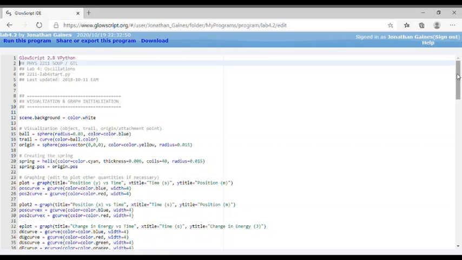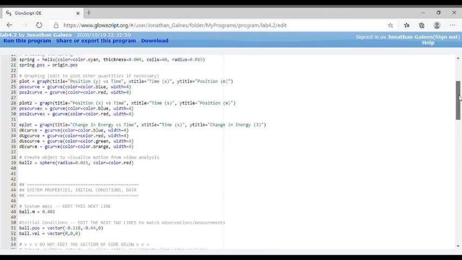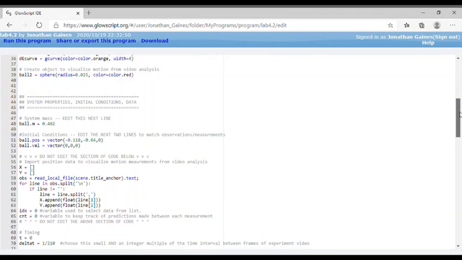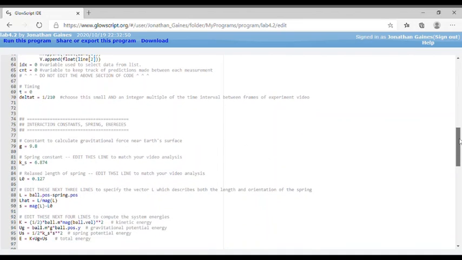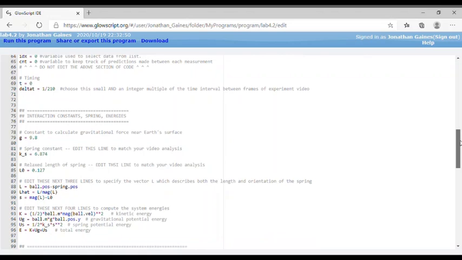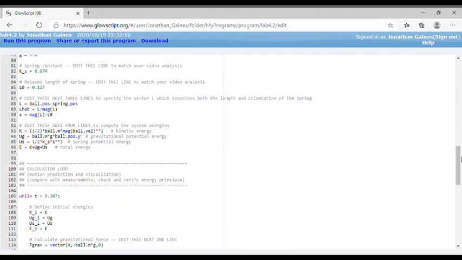Here's my code. At the top is the display for the model. Further down I have the initial conditions, the ball mass, and the initial position from the video. I also have the time step, I have gravity, and I have the calculated spring constant and the calculated relaxed length. Down here are the equations for the different types of energy.